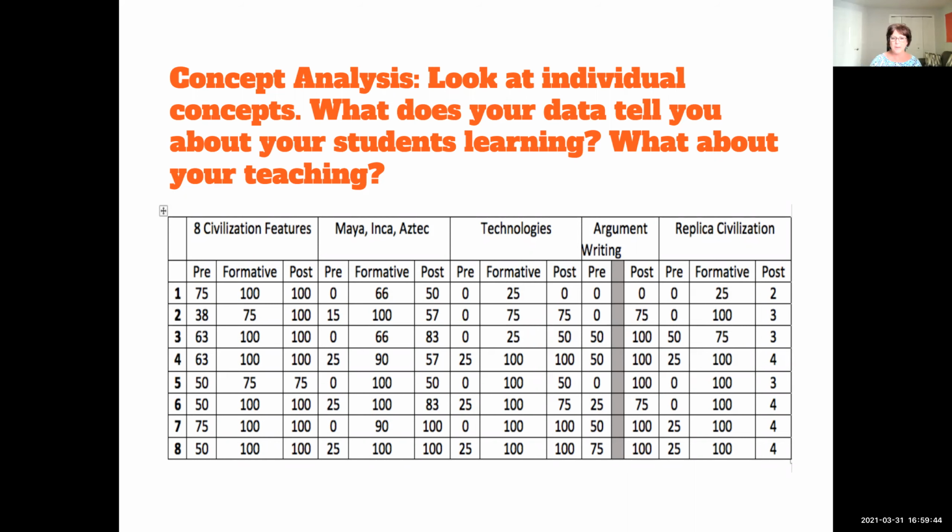Sometimes one thing that's interesting is, look at this one. Look at this student here. They didn't get the Maya, Inca, and Aztecs in the pre-assessment. They got 100% on the formative. But in the post-test, they only got half the questions right. So in my mind, there's probably a mismatch between the formative assessment and the post-assessment.